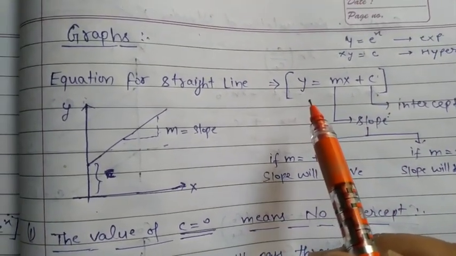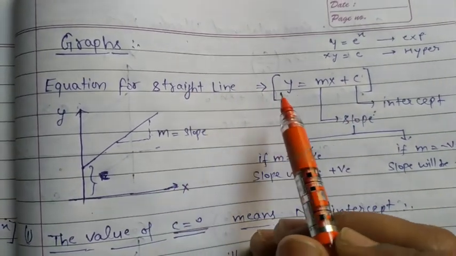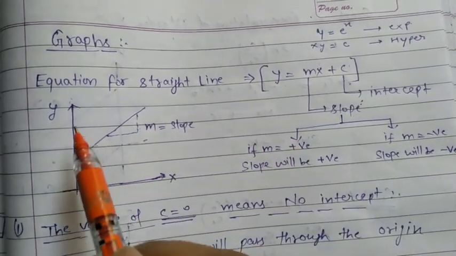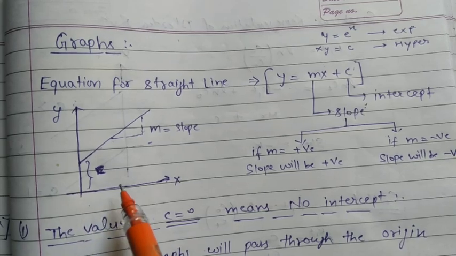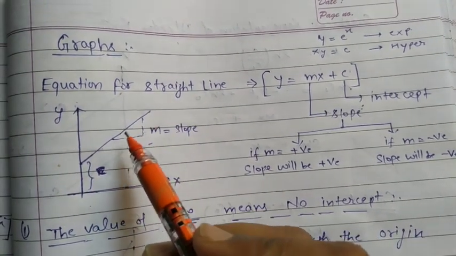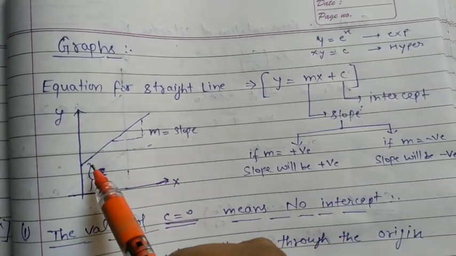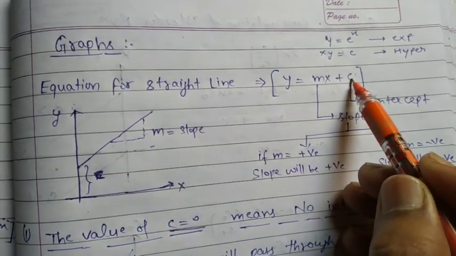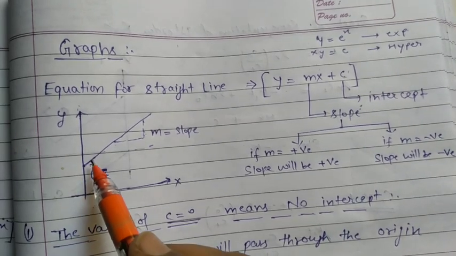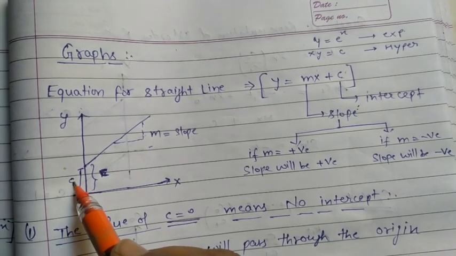As I already told you, y is equal to mx plus c represents a straight line equation, and this is the graphical representation of this equation. This is our y-axis and this is our x-axis, and this line will represent the equation y is equal to mx plus c, where c is the intercept. This value c is the intercept on the y-axis. This is the value of c.